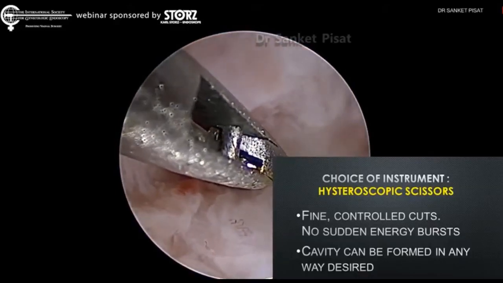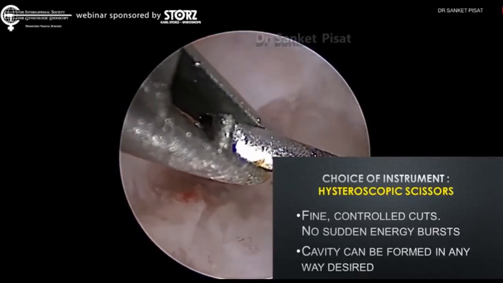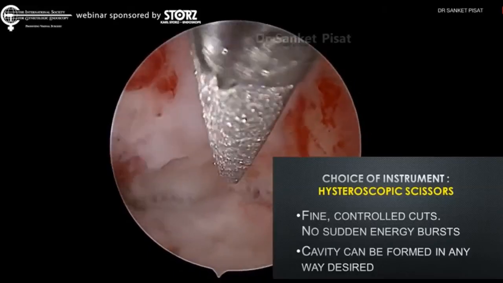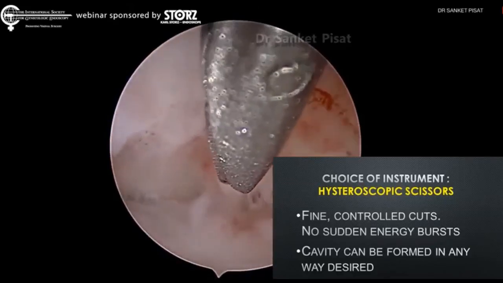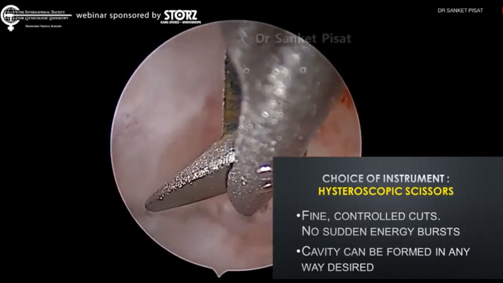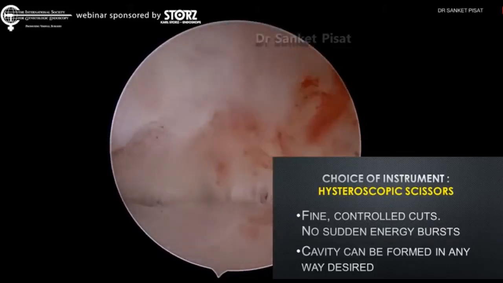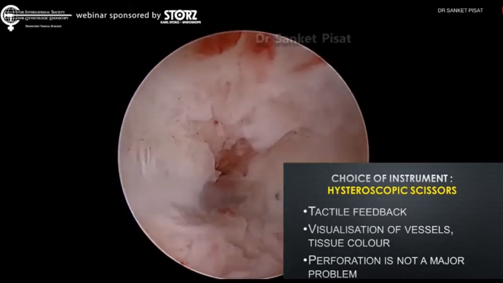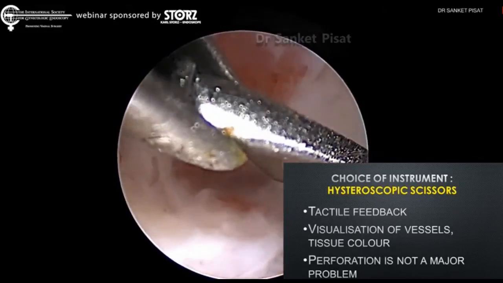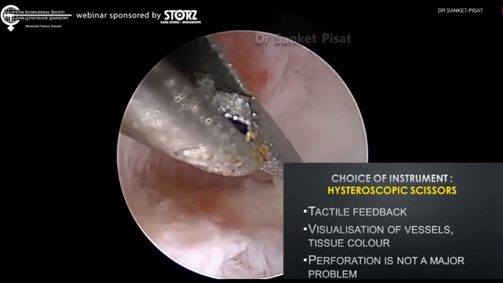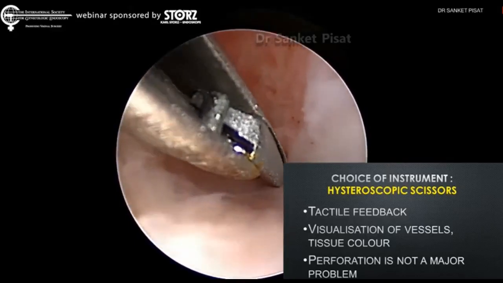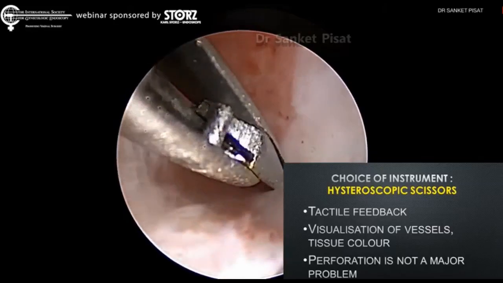So this is like on the other side, an indicator that a significant depth has been reached. As you continue to watch the rest of the surgery, let us discuss that the choice of instrument here is always the hysteroscopic scissors, because fine controlled cuts can be taken compared to the sudden energy bursts that would be required in a resectoscope, and the cavity can be formed in any specific way that is desired by the surgeon. The other advantage is the somewhat tactile feedback that the scissor offers to the surgeon, and the visualization of vessels and tissue color, which gives you some markers guiding you towards completing the surgery.